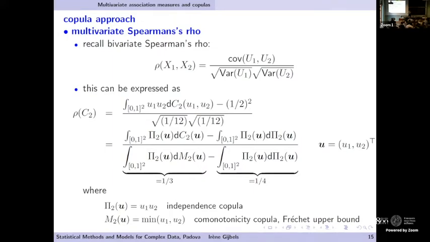So if I start from multivariate Spearman's rho, this is the expression. And remember that U1 and U2 are uniformly distributed on 0, 1. So I know what the variance is. I know what the joint distribution is, because that's the copula. And actually you can express this in a complicated way with copulas. What's coming up there? Well, that's the copula C2, which is the joint distribution function of U1, U2.